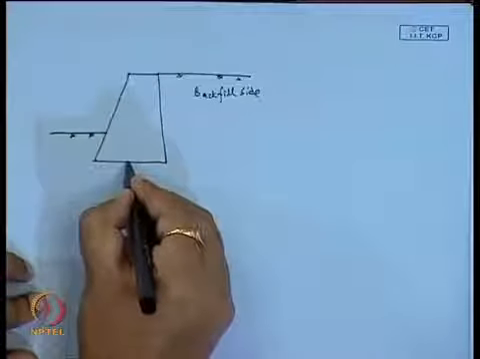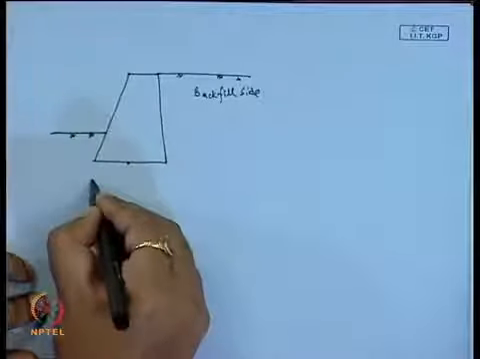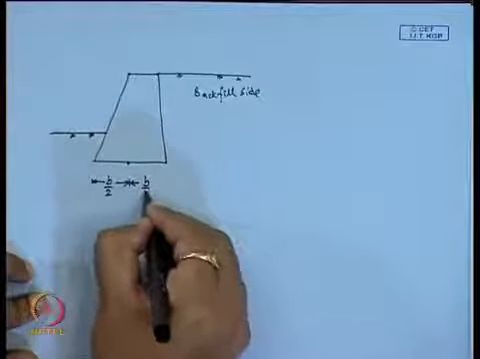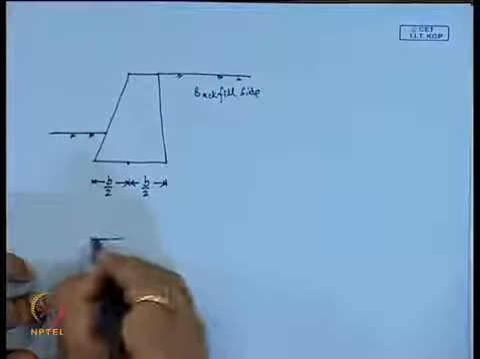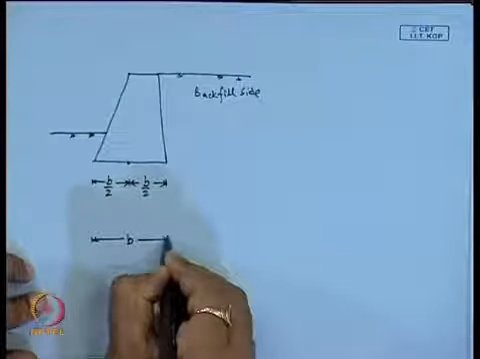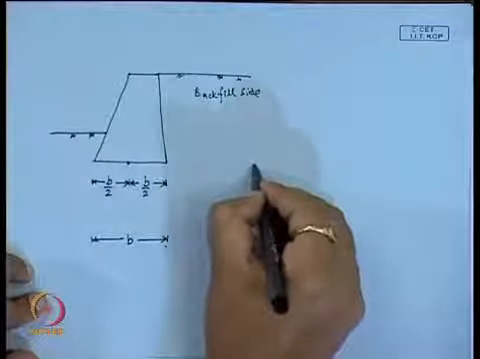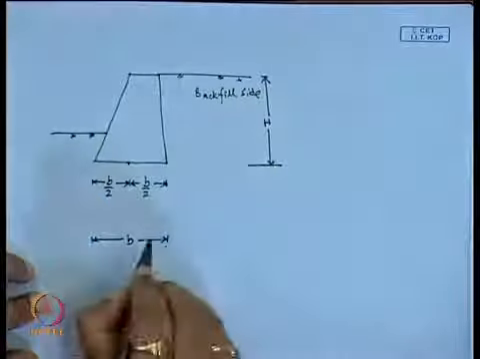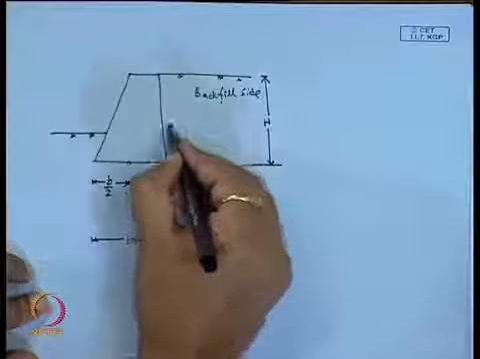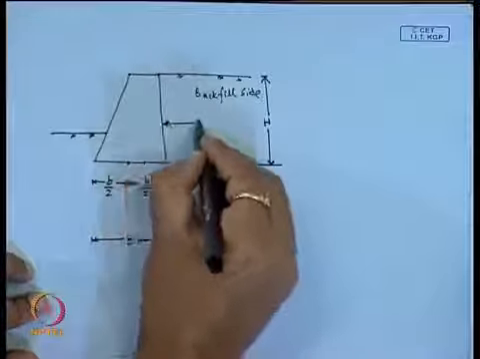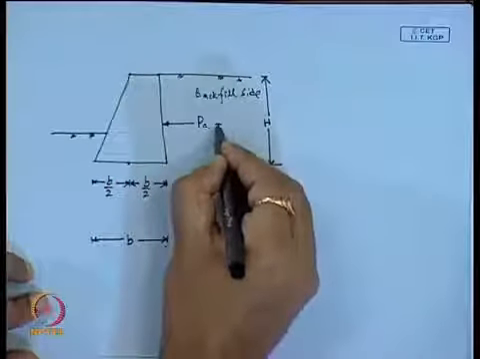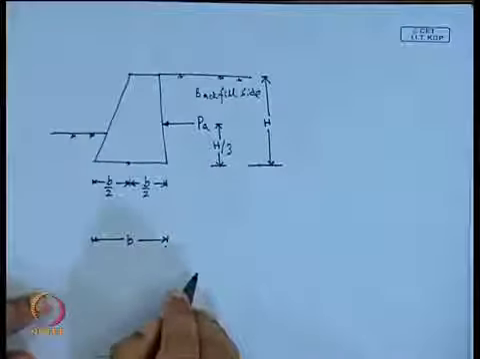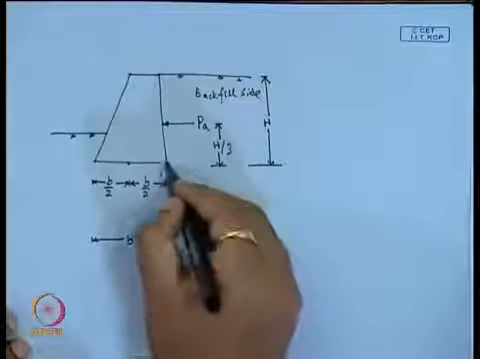If this is the center of the retaining wall, this is B by 2 and this one is also B by 2, so the total width is B. If this is the height of the retaining wall, H, then first the active earth pressure, P A, will act at H by 3 distance from the base of this retaining wall.